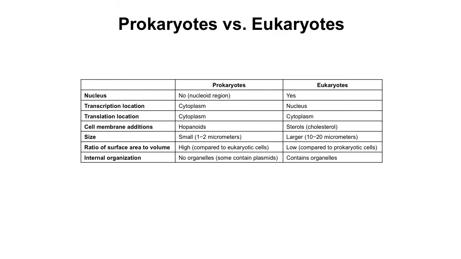In terms of where transcription is located, transcription, as we know, is the term for the synthesis of RNA. In prokaryotic cells, this takes place in the cytoplasm, whereas in eukaryotic cells, it takes place in the nucleus. The location of translation, or where the manufacture of proteins takes place: in prokaryotic cells, it takes place in the cytoplasm, and in eukaryotes, it also takes place in the cytoplasm.